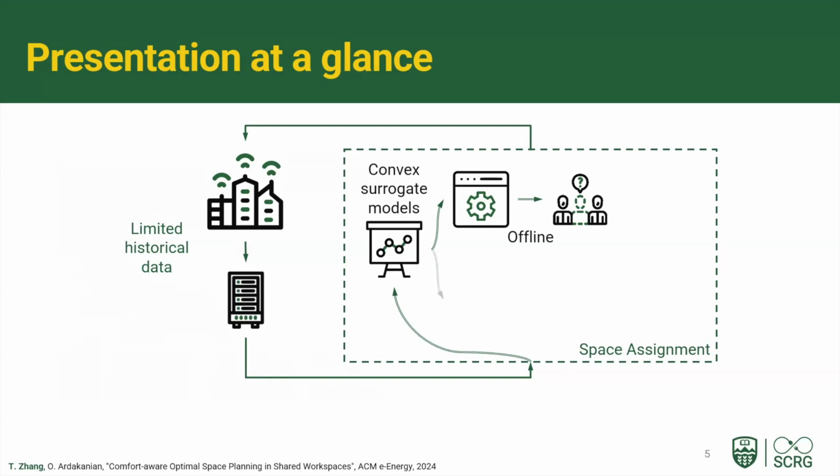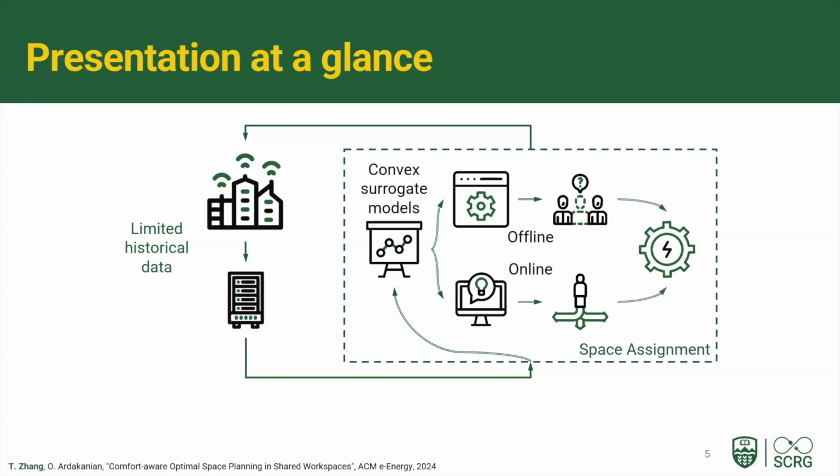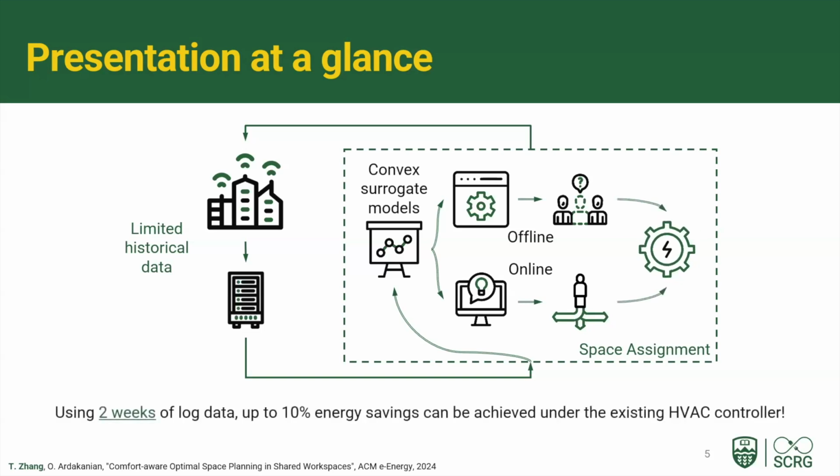The convex nature of these surrogate models significantly decreases the time required to solve this optimization problem. Additionally, we have developed two heuristic algorithms for online assignment of short-term occupants. These heuristics utilize the surrogate models to predict energy consumption and make real-time decisions, achieving performance comparable to the modified optimization problem in an online fashion. By integrating both long-term and short-term occupant assignments, we found that using just 2 weeks of log data to train our convex surrogate models can lead to energy savings of up to 10%, where we don't change any of the existing control mechanisms of the HVAC system.